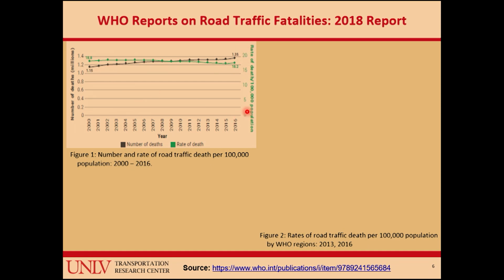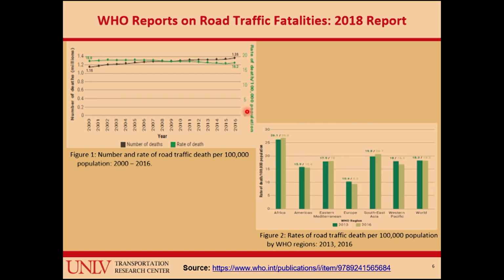Then the green corresponds to the axis on the right, which is the death rate per 100,000 population, per capita. So this looks reasonably flat, but it went up from 1.15 to 1.35 million for number of deaths. Death rate has nominally dropped, but still one death is one too many.